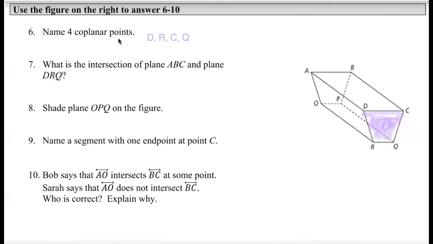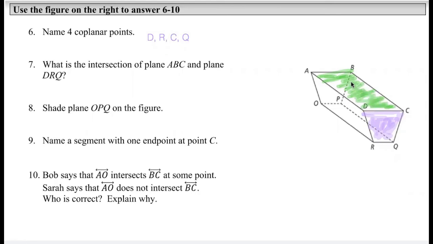In this figure, we have multiple planes. They are asking us for the plane or the side that has the points ABC. That would be this plane here on top. Look, A, B, C. Those are all on this plane up top.